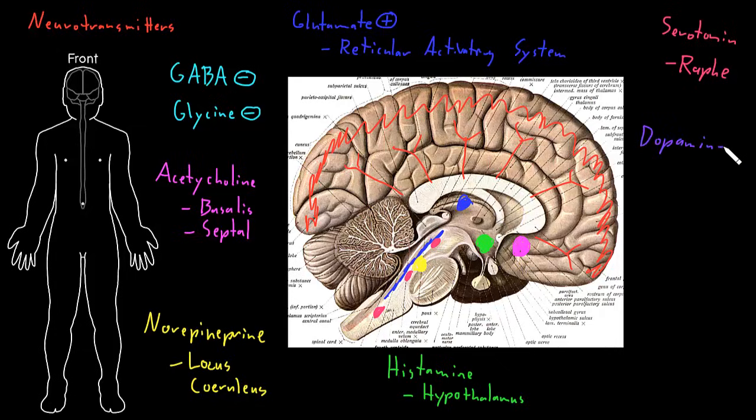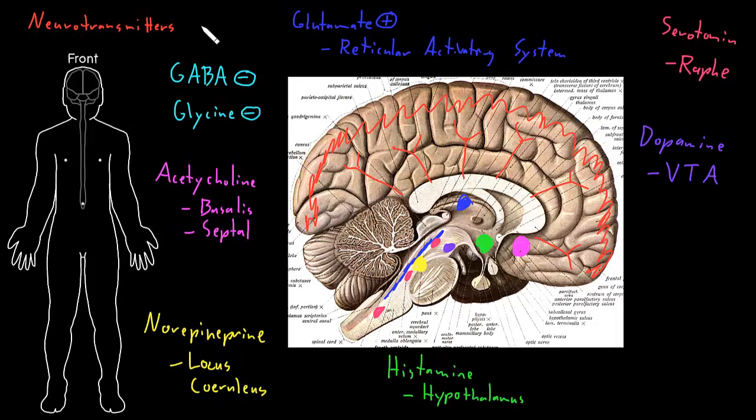Dopamine. And for dopamine, there's an area here-ish in the midbrain that diffusely projects dopamine onto the cerebral cortex. And that area is called the ventral tegmental area. And I'll just write VTA for short for the ventral tegmental area.